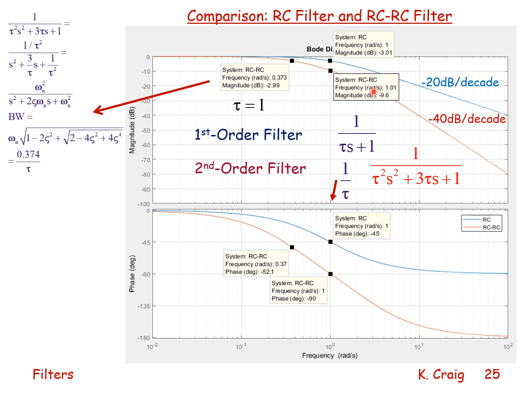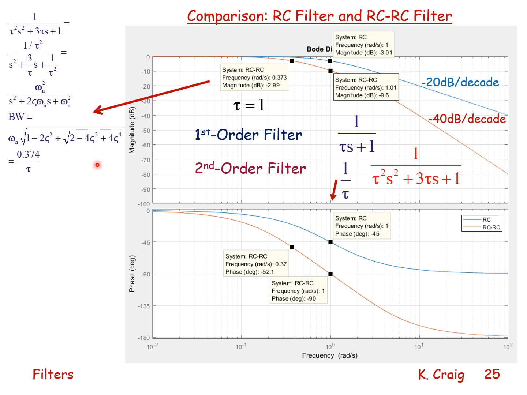And indeed, at 1 radian per second, the magnitude is minus 9.6 dB, as shown by that block. I also notice that at this frequency of 0.373 radians per second, the phase angle is minus 52.1 degrees, and at 1 radian per second, it's minus 90 degrees.